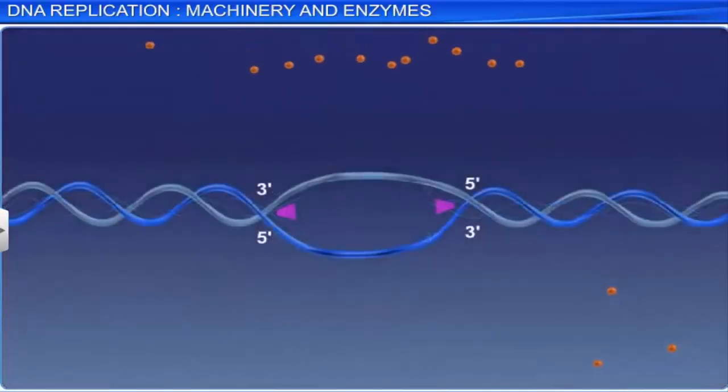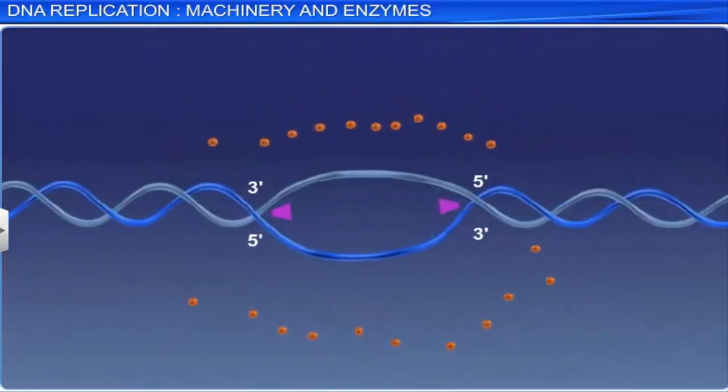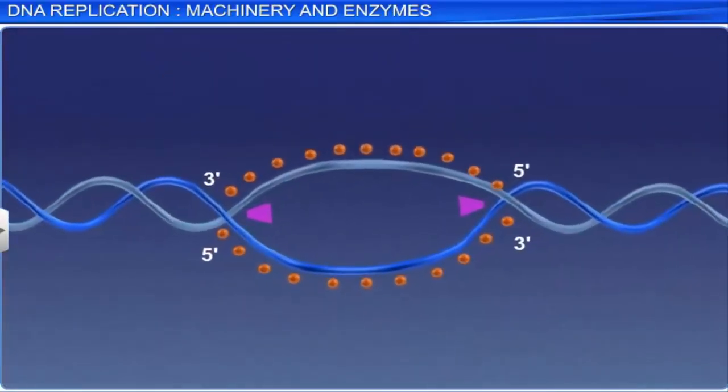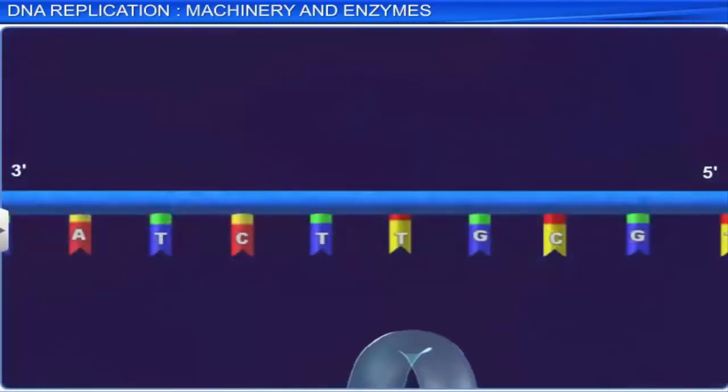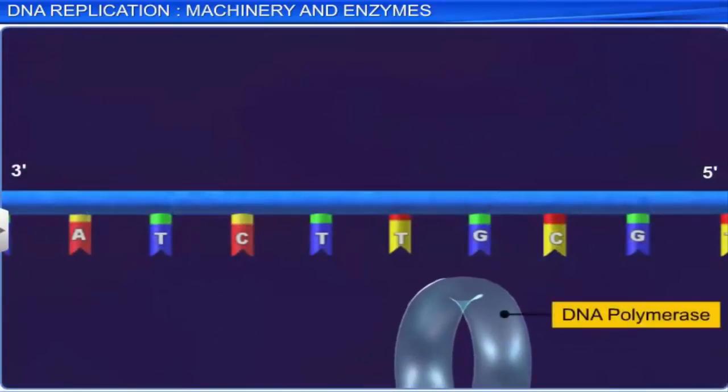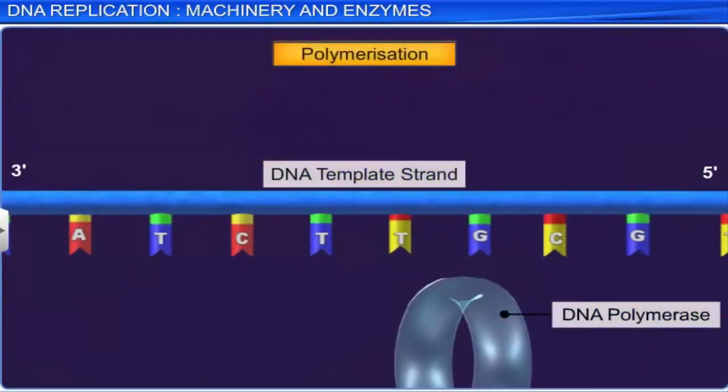However, the main enzyme that catalyzes the replication process after it begins at the origin of replication is DNA polymerase, which is said to be DNA dependent as it uses the DNA template to catalyze the polymerization of deoxyribonucleotides.